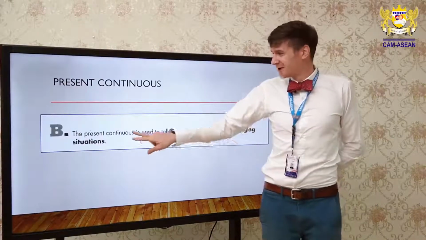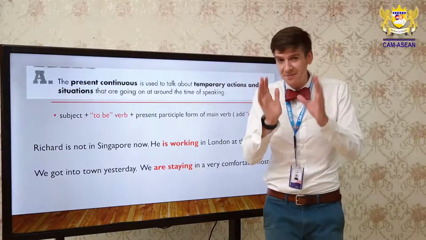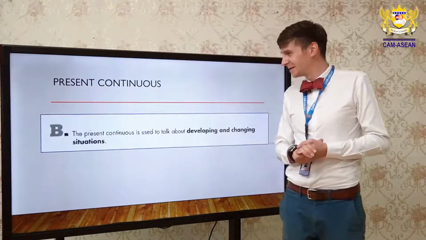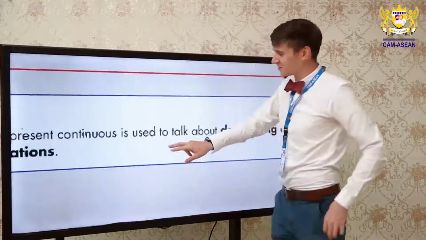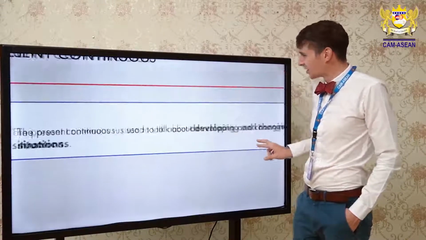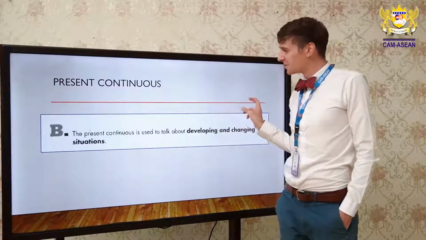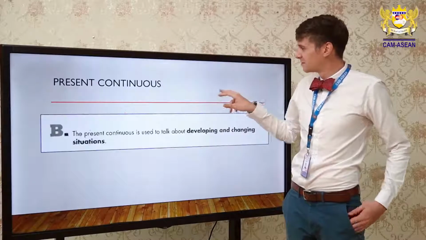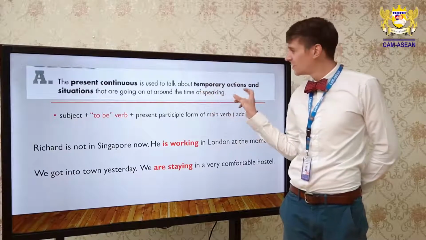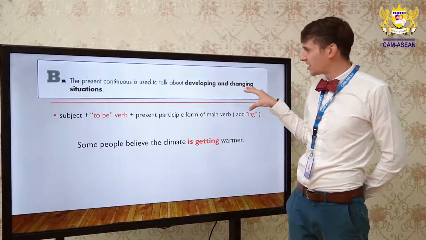Second situation. So, first situation was a temporary action or a temporary situation. Number 2. The present continuous is used to talk about developing and changing situations. So the first one was temporary situations or temporary actions. The next one is developing or changing situations.